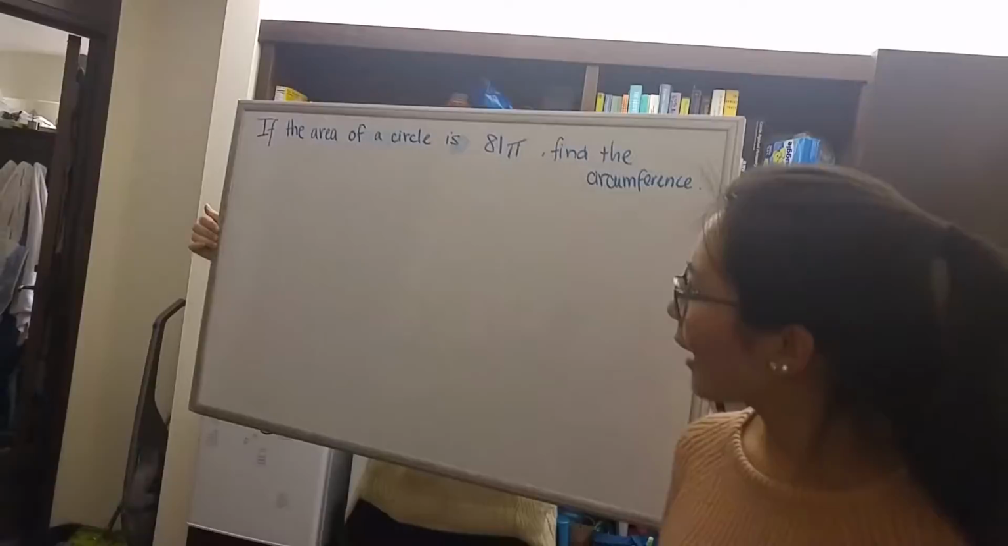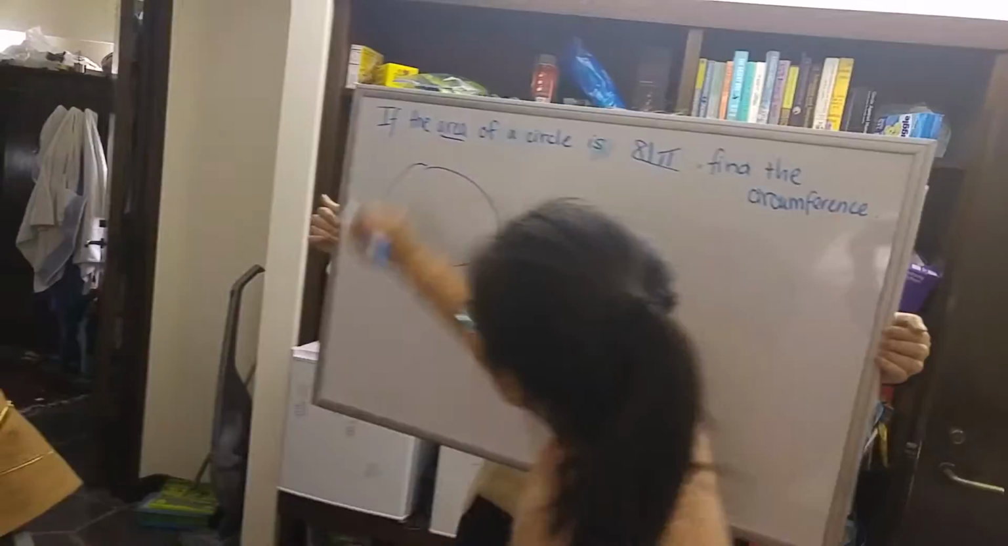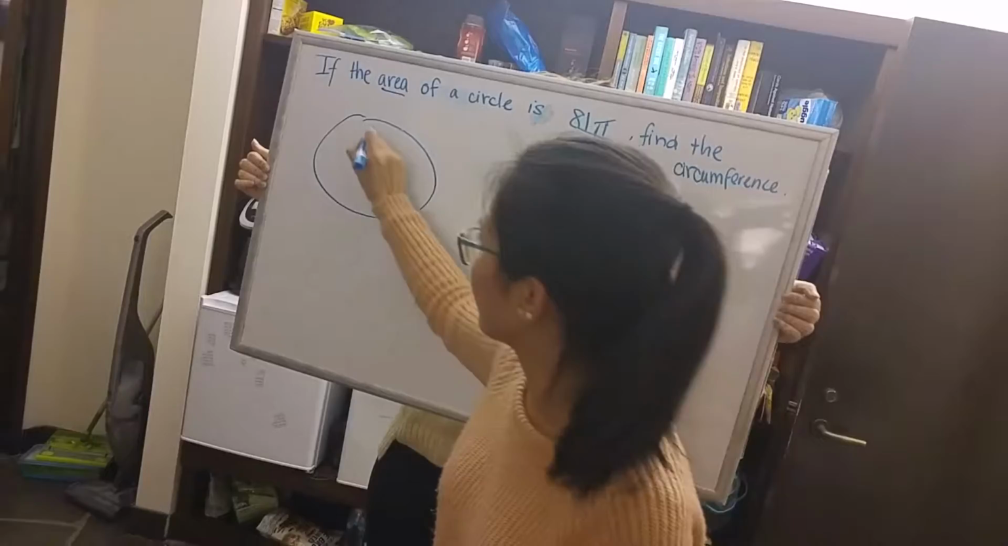All right, so what do we know? Jay? We know that the area of a circle is 81 pi. All right, so the area is 81 pi. So, which part of the circle is the area? This part that I just drew here, or this part? What's inside the circle? Garrett? Is the part inside? The part inside. Okay, so this is 81 pi.